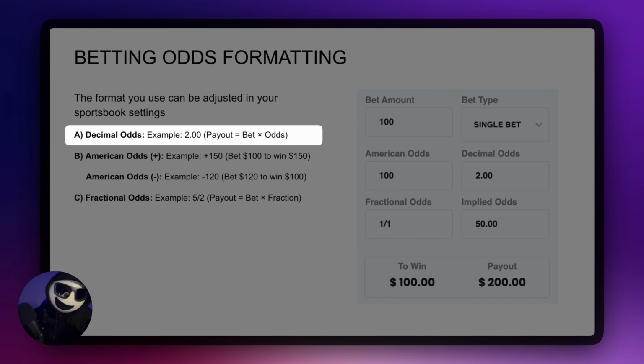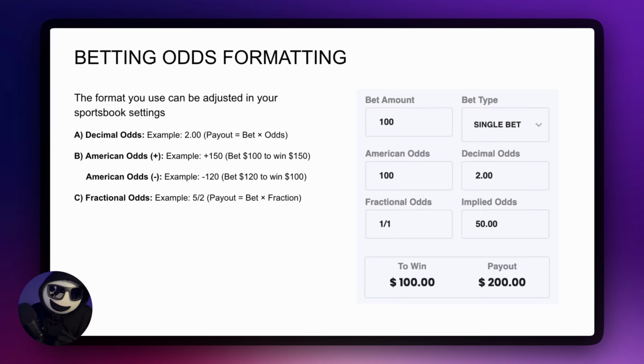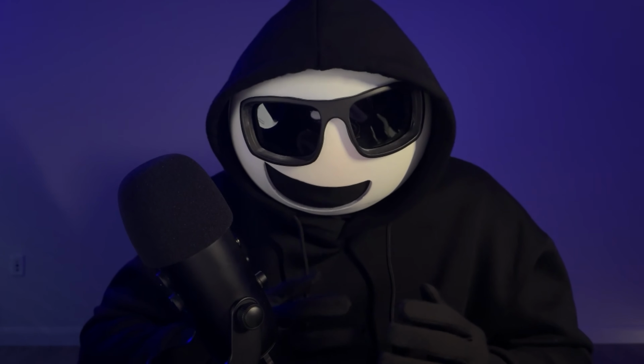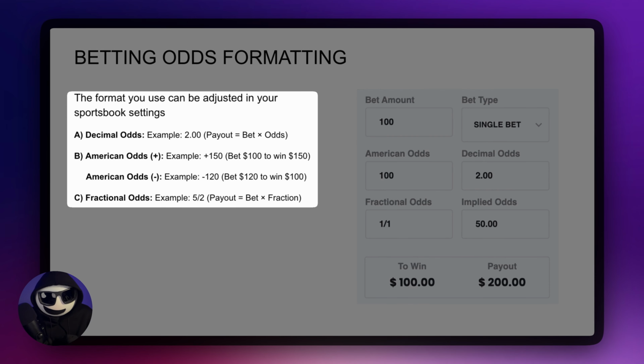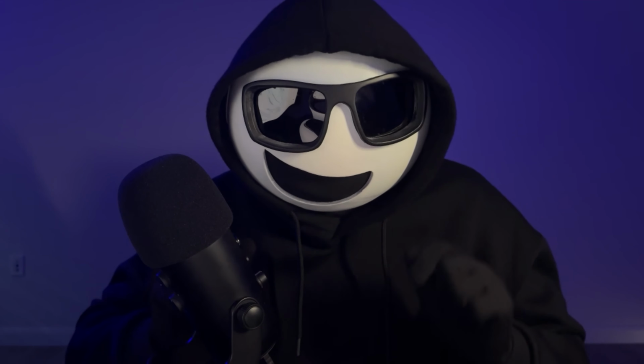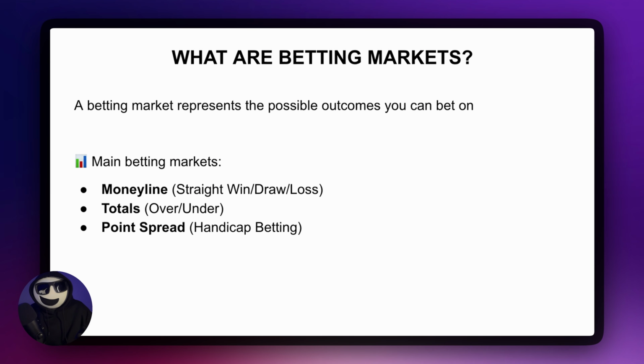Decimal odds is the simplest in my opinion because you just multiply the odds by your bet to know your payout. So if your odds are 2 and you're betting $100, you just simply multiply 100 by 2 and you get a $200 payout. You don't really need to learn how the other odds formats work, but you can always set your preferred format in your sportsbook settings. But if you are curious to learn more, then you can always check the resources in the module hub linked below. So now let's hop into the betting markets.